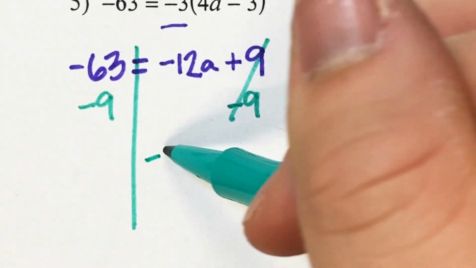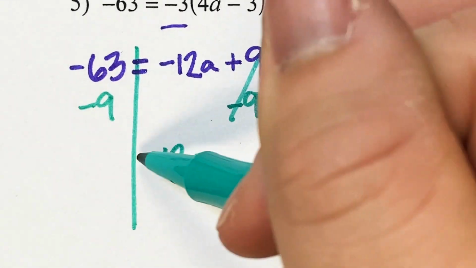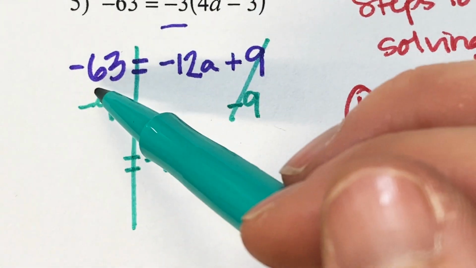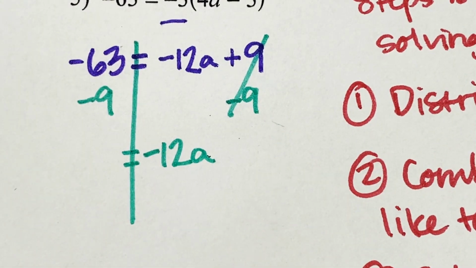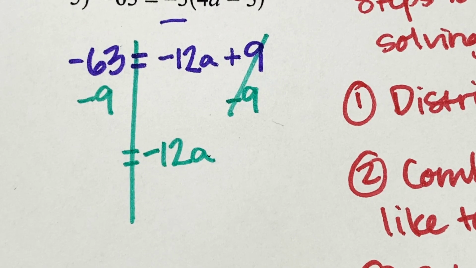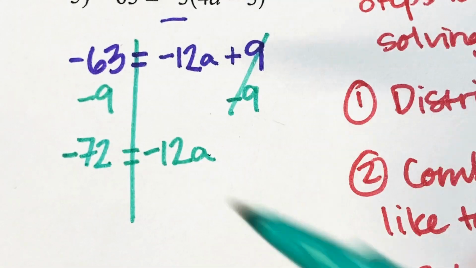Okay, so we bring down what's left over. We still have our -12a equals, and then what is -63 minus 9 more? We're getting more negative here. So -63 minus 9, that's going to give me -72.